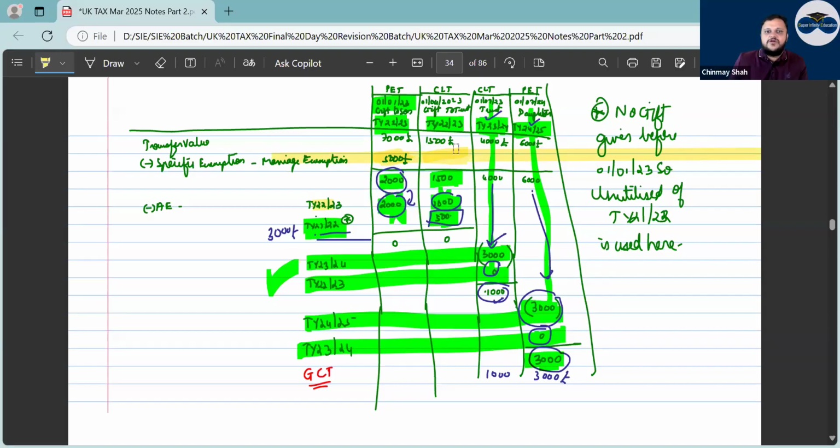Have a look. First you'll write whether it is PET or CLT, then you'll write the date of the gift, then what the gift is, then transfer of value, what is the value, then specific exemption, and from that you will deduct AE. I even have an Excel format of this, which will also help you in the exam. Something like this, a format is to be made.